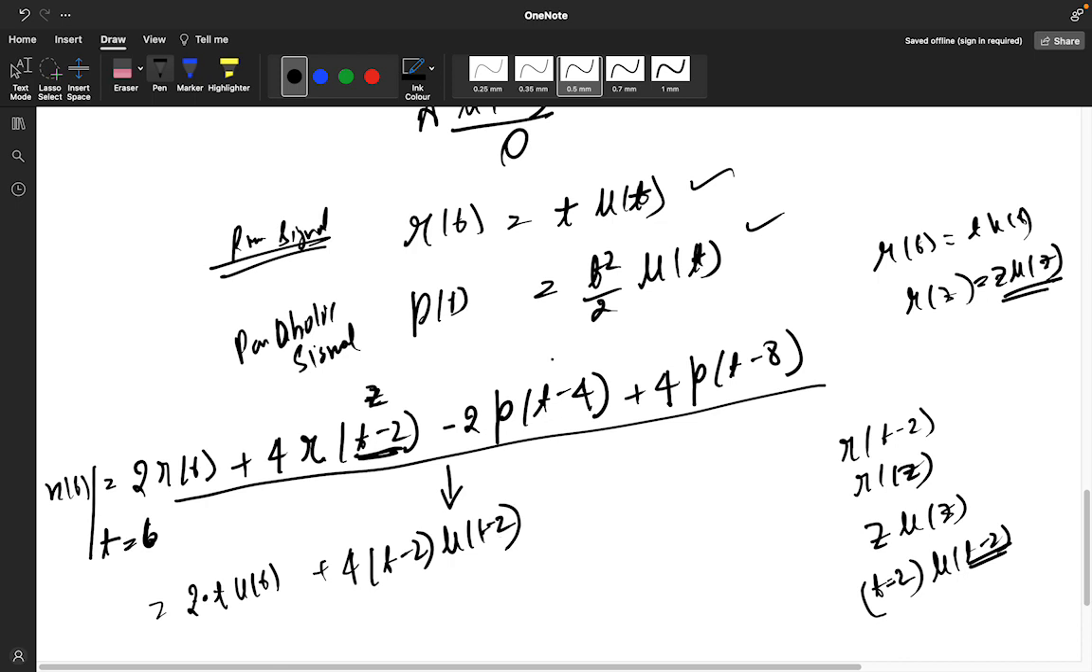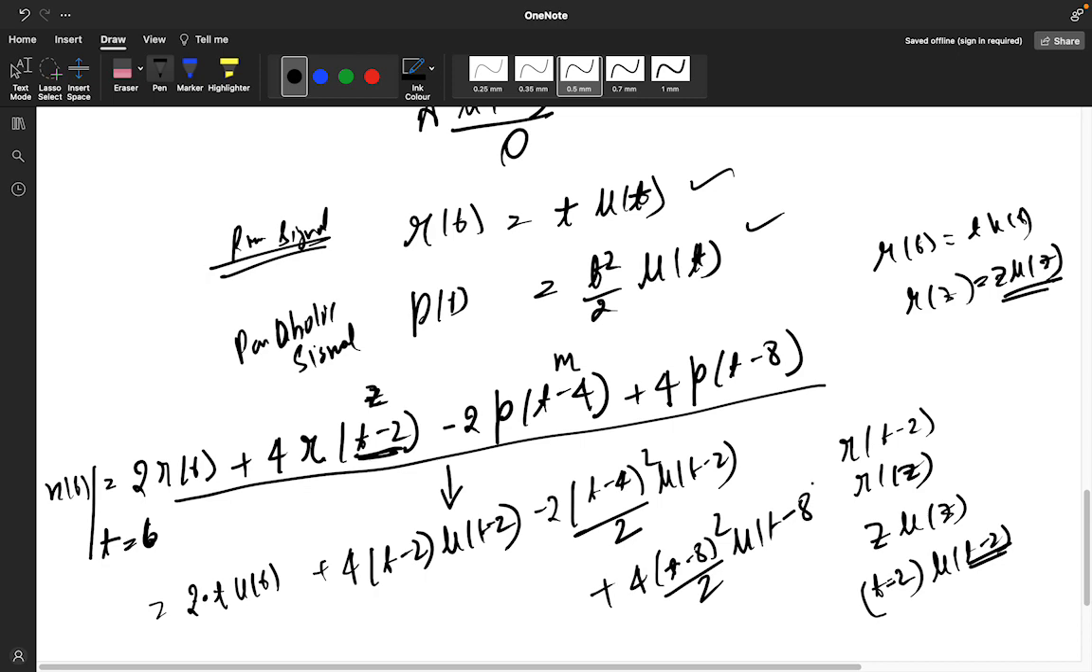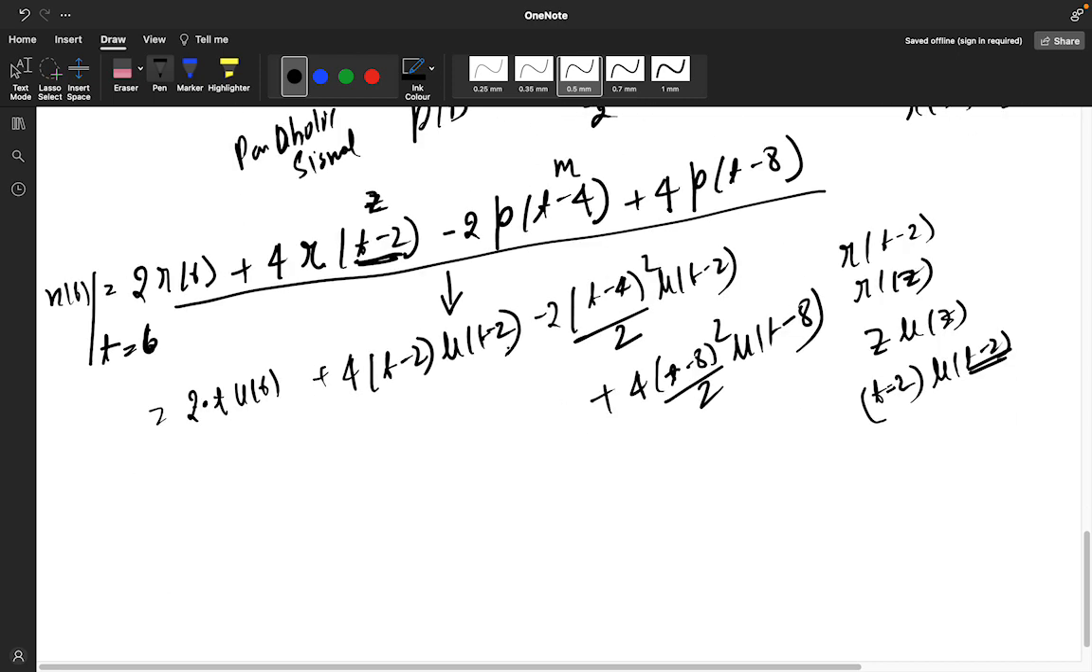Similarly, assuming m, p of t is t square by 2, so m square by 2 means minus 2 into t minus 4 square by 2 into u of t minus 4, plus 4 into t minus 8 square by 2 into u of t minus 8. Now where will you get the positive value? At t equals 6.